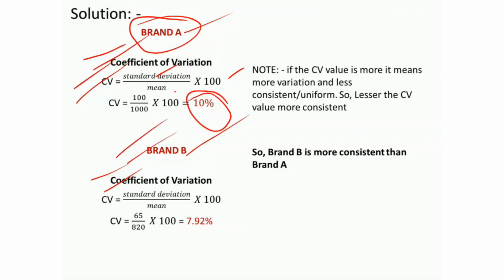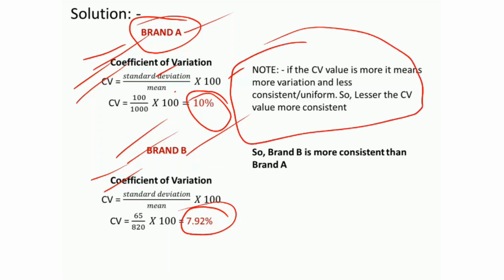Similarly, calculate the value for brand B. CV equals 65 divided by 820 into 100, which is 7.92%. After finding CV, there is a note, and you should understand this note. It states that if the CV value is more, it means more variation and less consistency. So the lesser the CV value, the more consistent.